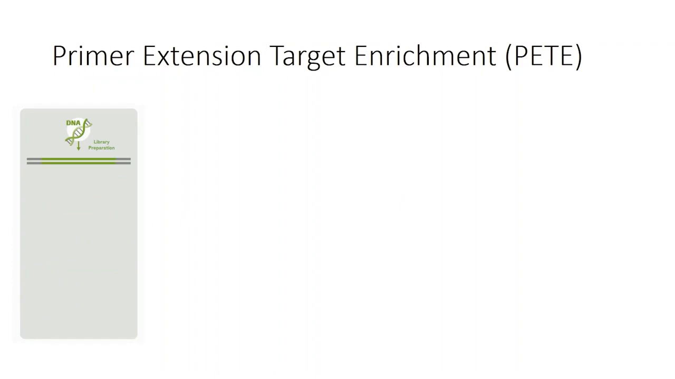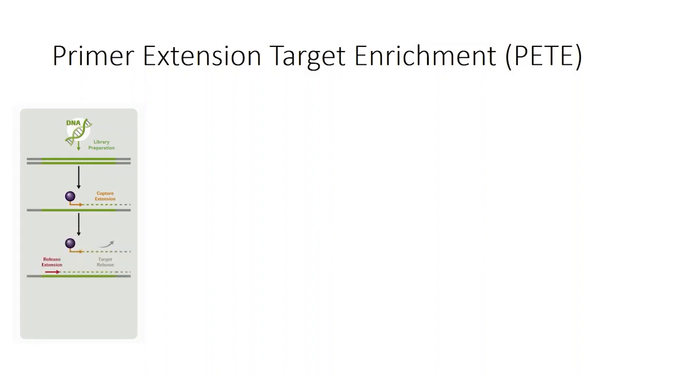Lastly is primer extension target enrichment. This is PEAT for short. Similar to hybridization capture, we start with double-stranded DNA. This goes through library preparation where we attach universal adapters. We go through a single round of primer extension. This is a target-specific primer. It has a biotin on it. This biotin is used to capture onto streptavidin paramagnetic beads.